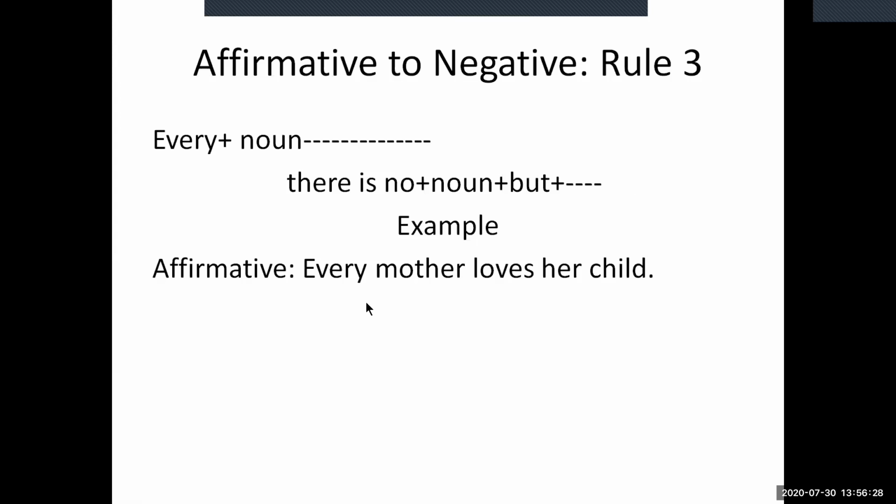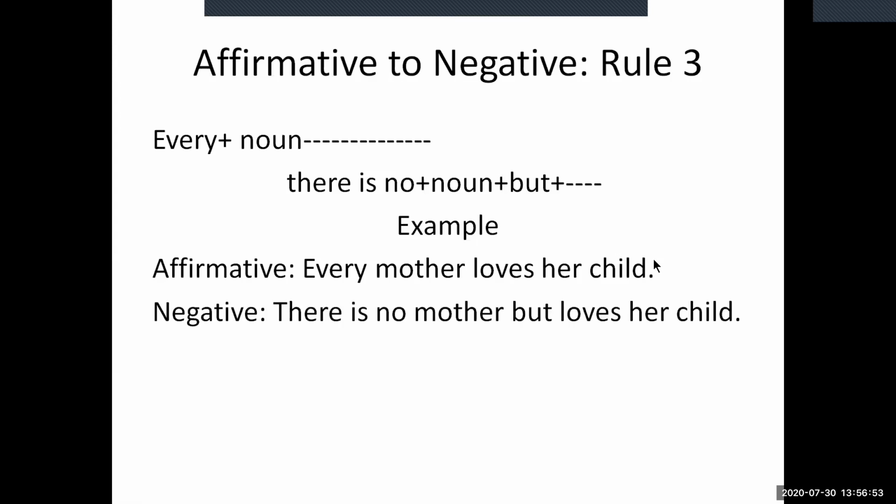So every mother loves her child. Let us follow the rule. Every is replaced by there is no. So there is no, and then the noun. The noun here is mother. There is no mother. Then we should use the word but. There is no mother, then but. And the remaining part of the sentence is loves her child. So there is no mother, but loves her child. That is the negative form of the sentence.